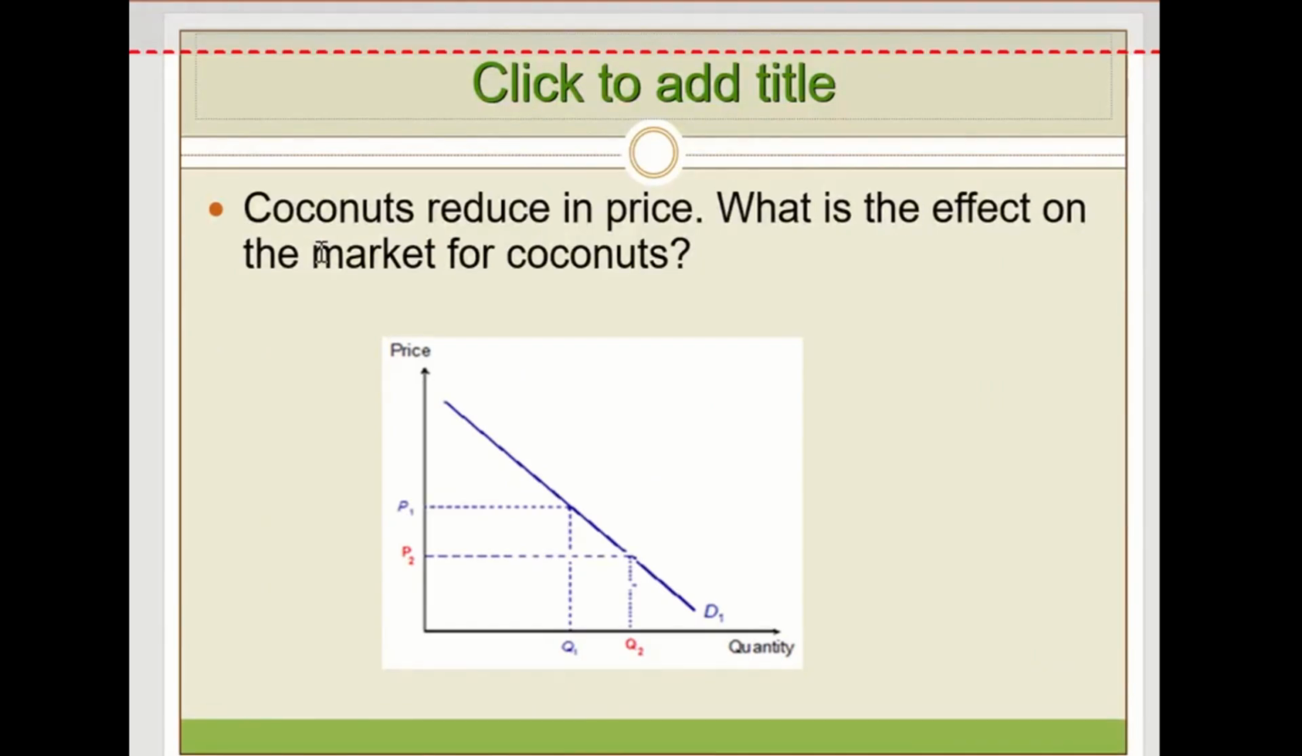Another one. Coconuts reduce in price. So there is a price reduction for coconuts. What is the effect on the market for coconuts? As discussed earlier, when the price is changing, you have a movement along the demand curve. So in this case, if you have a reduction in the price of coconuts, you don't have any shift of the demand curve to the left or to the right, but you have a movement along the demand curve because the price is changing only. So what is the effect on the market for coconuts? The effect is a movement along the demand curve.